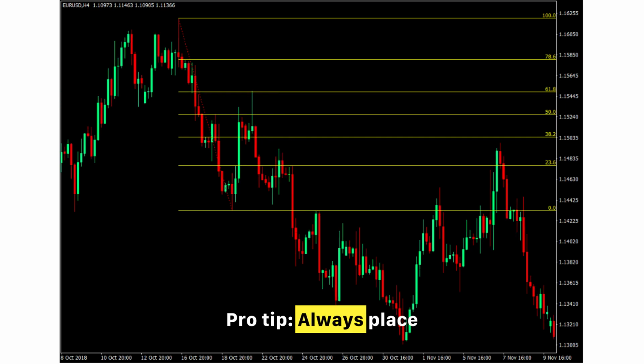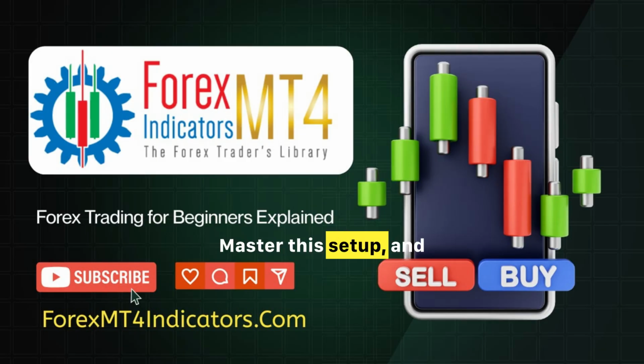Pro tip: always place your stop loss just beyond the 61.8% level. If price breaks past that, the trend might be reversing. And don't risk more than 1 to 2% of your capital on a single trade. Master this setup, and you'll stop chasing trades and start sniping them.